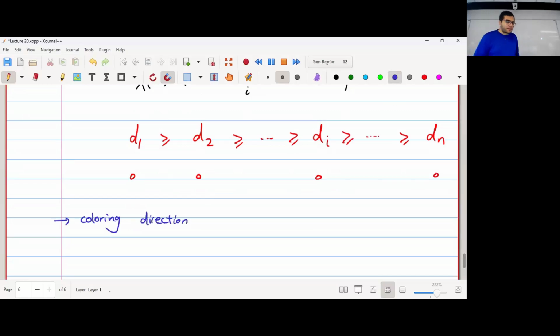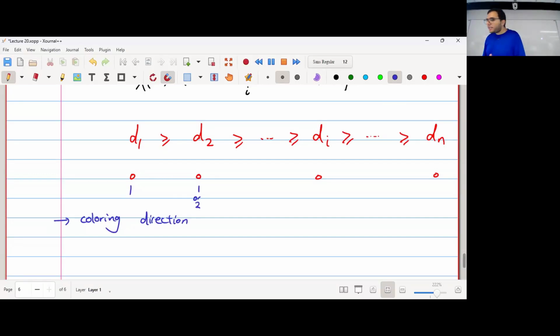Okay. So when I'm coloring D1, what is the color that I'm going to assign to it? I'm definitely going to assign color 1. Right. When I'm coloring D2, what is the color that I'm going to assign there? Well, if D2 is not a neighbor of D1, then it also gets color 1. If D2 is a neighbor of D1, then it gets color 2. Right? So this is going to get color 1 or 2.